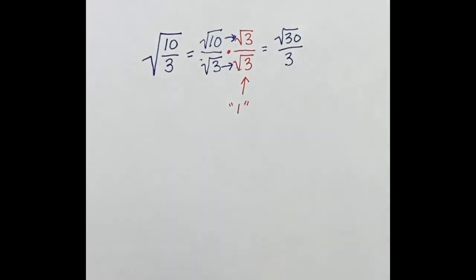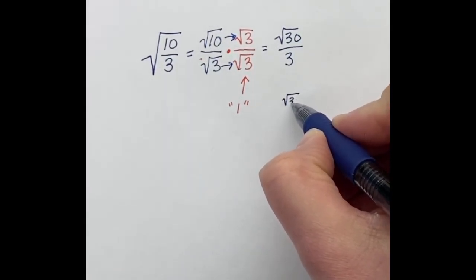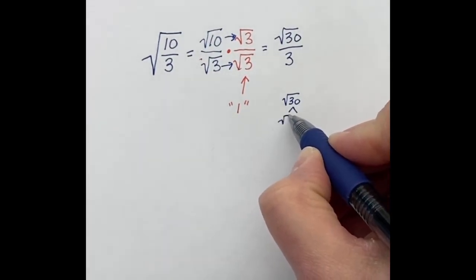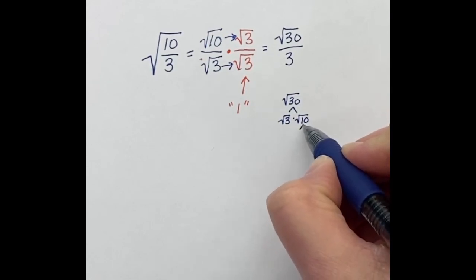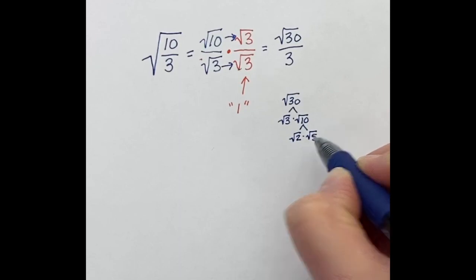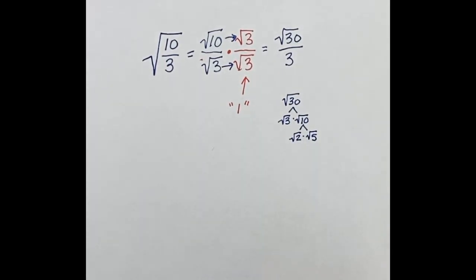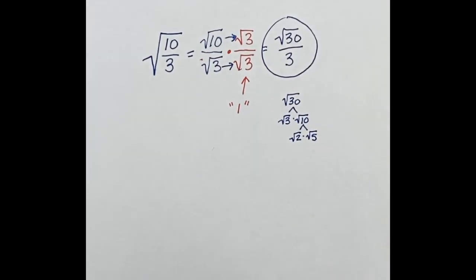We need to just look at the numerator and make sure that that radicand is simplified all the way. So let's just check. Square root of 30 can break down into radical 3 times radical 10. And radical 10 can break down into radical 2 times radical 5. 3, 2, and 5. Any pairs that you could make into squares? No. So here's our final answer. You did it. Great job.